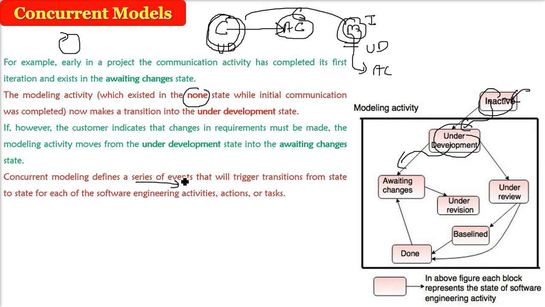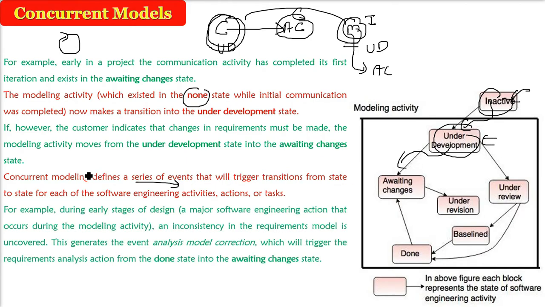There are certain triggers. Concurrent modeling is all about defining what events and what triggers will transition the different framework activities, and what activities, actions and tasks will be done accordingly.